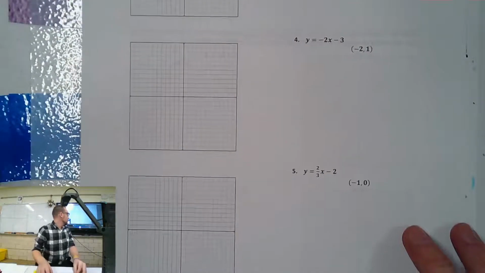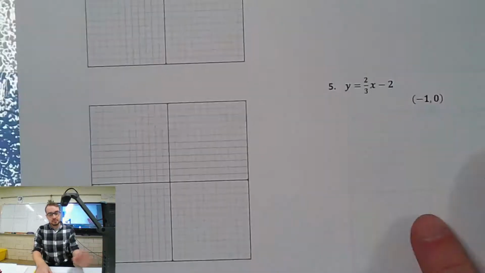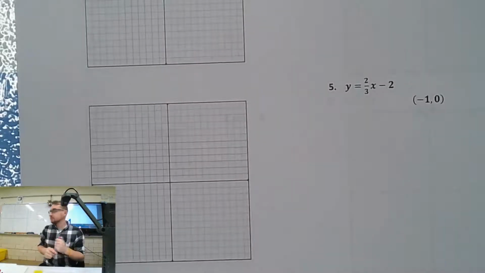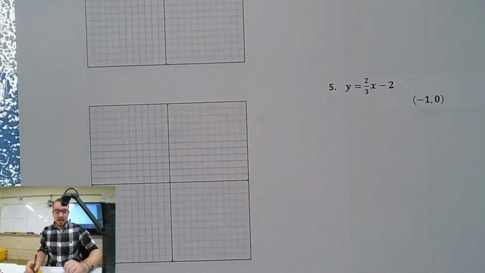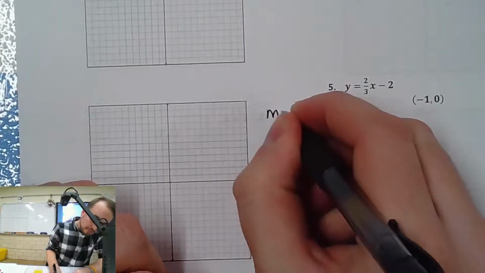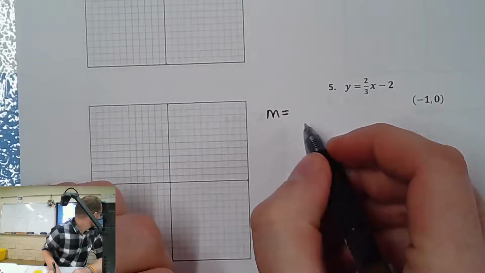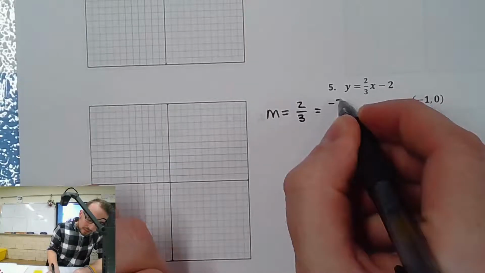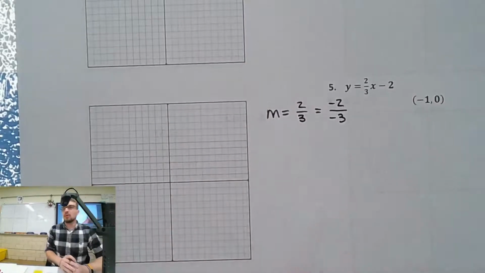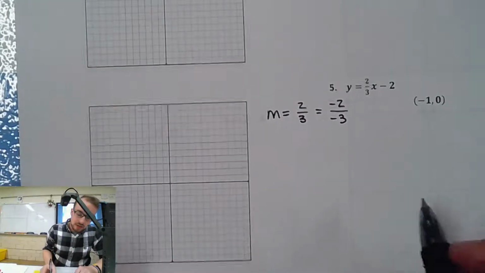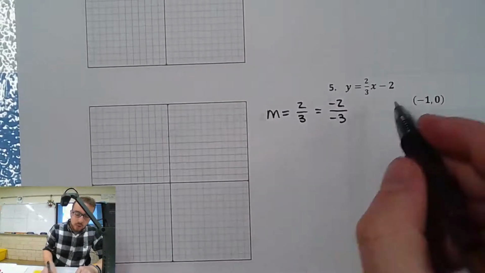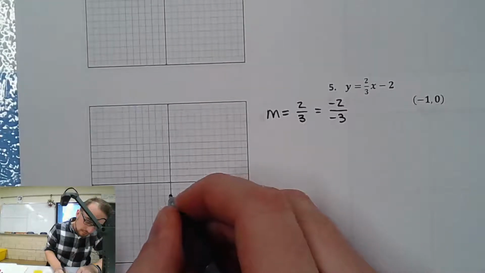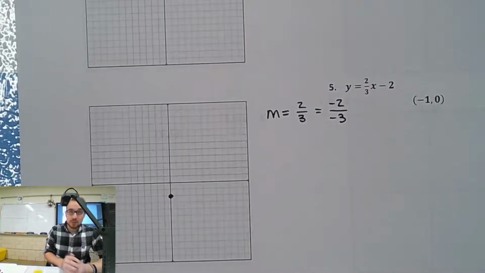Okay, let's look at number 5. First of all, our slope for the line that they give us is what? 2/3, right? We know that can also be interpreted as -2/3, they're both the same thing. If we draw this line, we're going to have a y-intercept at -2 and a slope of up 2/3.